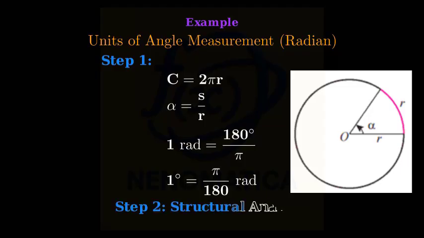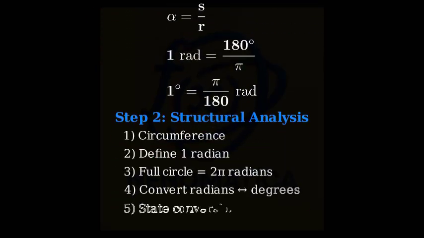Step 2. Structural analysis. We will follow the original order. 1. Circumference of a circle. 2. Define 1 radian. 3. Relate a full circle to 2 pi radians. 4. Convert radians to degrees. And 5. Write the 2 conversion factors. Now, we begin the guided solution.